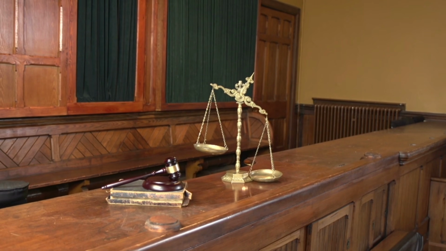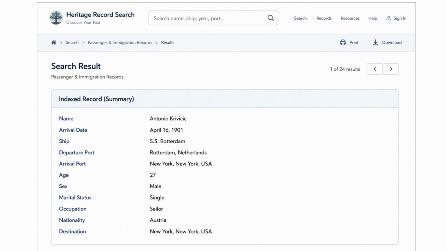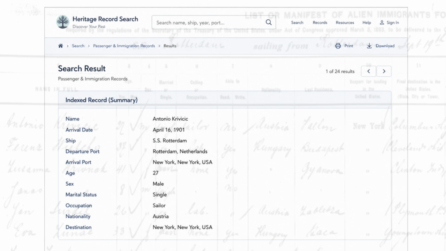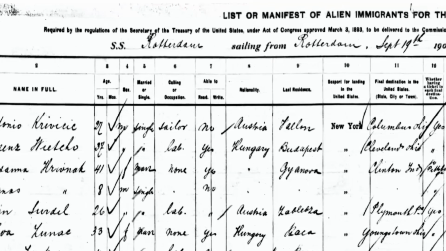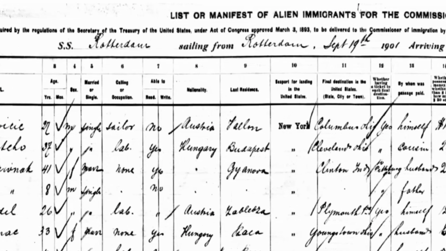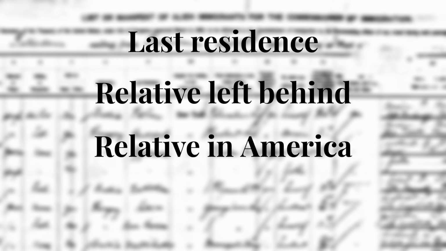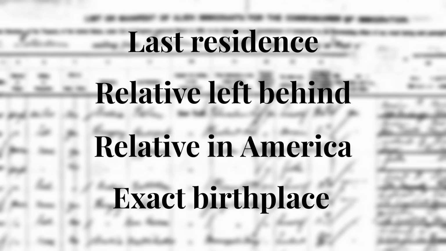Second, check passenger arrival records. And this is where I want you to slow down and look at the original image. Do not stop with just the index. Passenger lists changed quite a bit over the years, and later records can be incredibly detailed. Depending on when the record was created, you may find your ancestor's last residence, the name of a relative they left behind in Europe, the person they were going to join in America, and sometimes their exact birthplace.